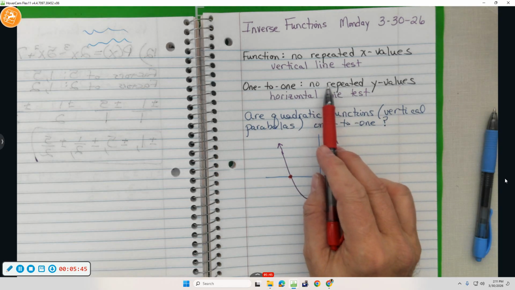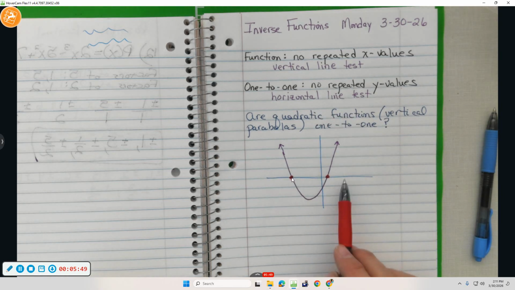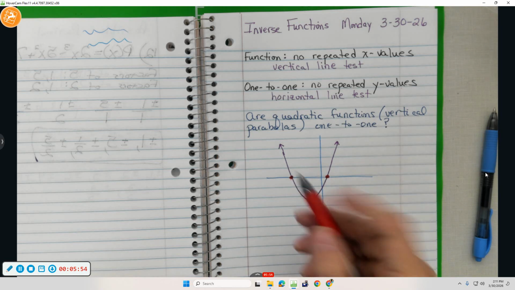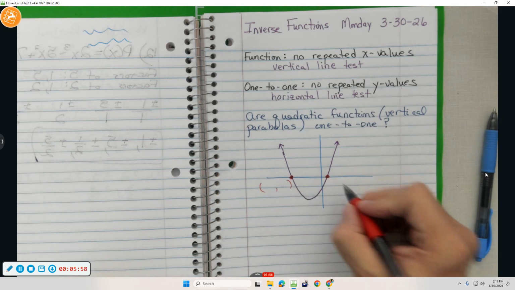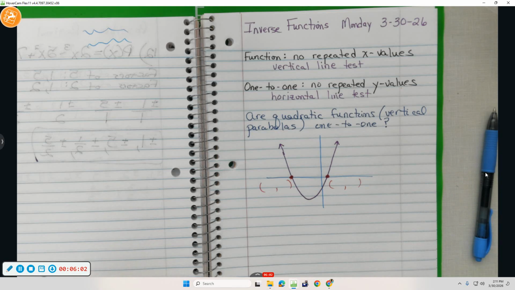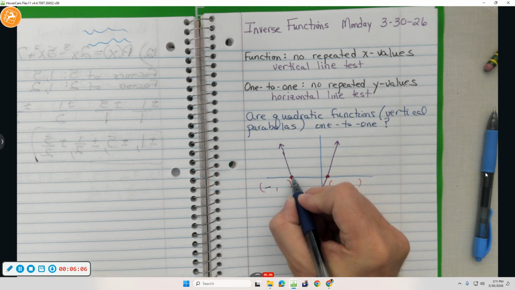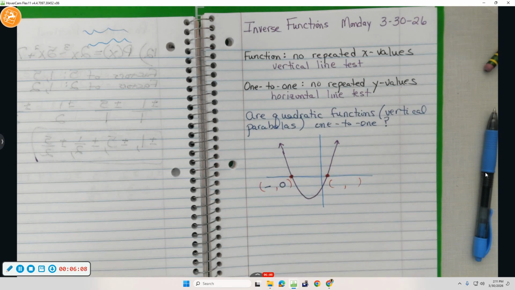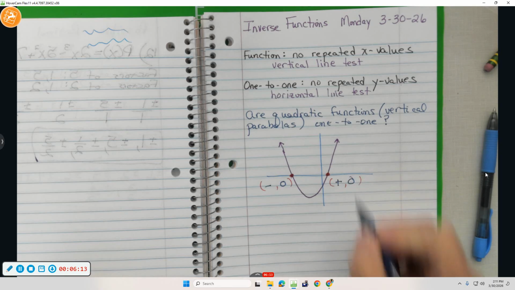So is it 1 to 1? No. There's repeated y values. Right there, negative x and positive x. Like right here, this one, negative x, and the y value is 0. Positive x, y value 0.